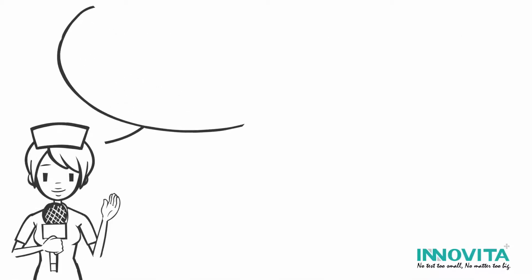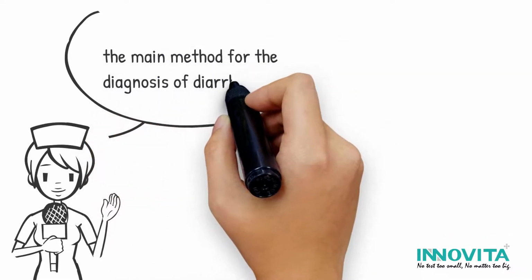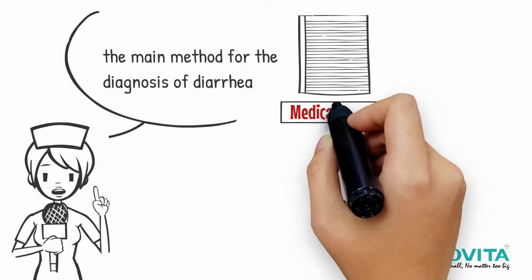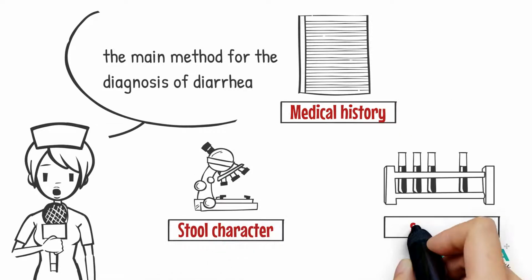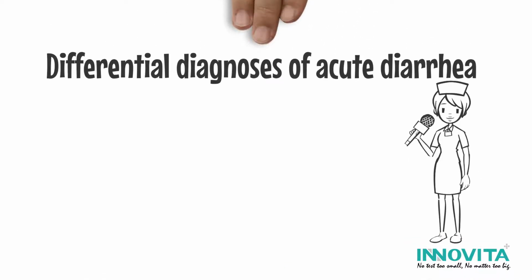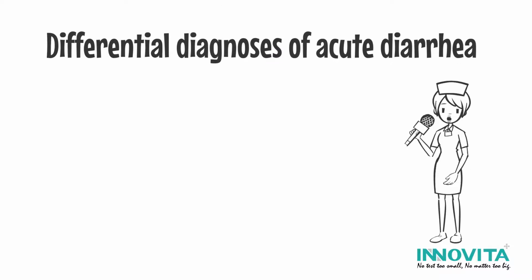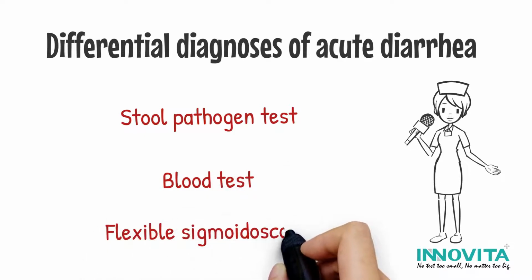In clinical diagnosis and treatment, the most important method is the combined use of these 3 steps. Ask medical history. Identify stool character. Carry out stool tests. Your doctor may order tests to determine what's causing your diarrhea. Possible tests include stool pathogen test, blood test, flexible sigmoidoscopy.